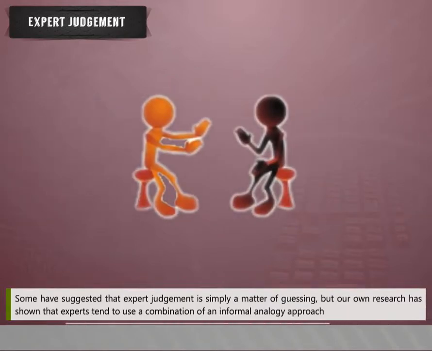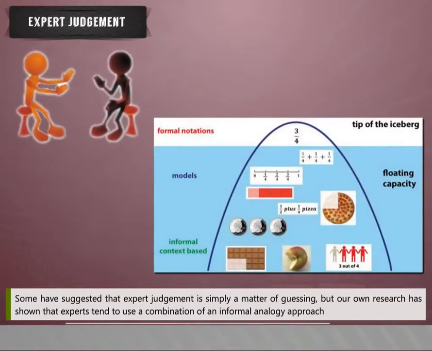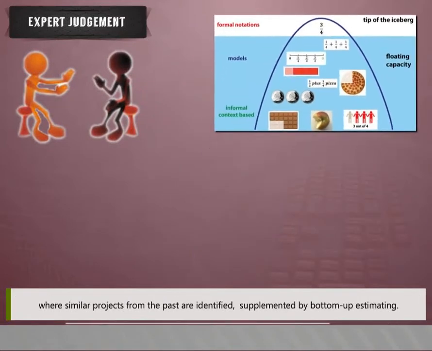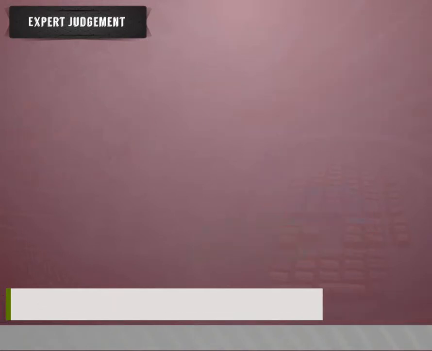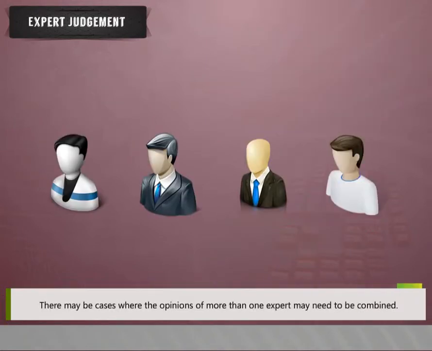Some have suggested that expert judgment is simply a matter of guessing, but our own research has shown that experts tend to use a combination of an informal analogy approach, where similar projects from the past are identified, supplemented by bottom-up estimating. There may be cases where the opinions of more than one expert may need to be combined.